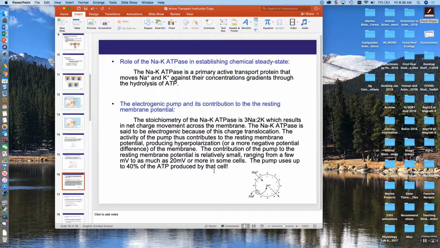It is responsible for setting up that concentration gradient. Sodium is high on the outside, low on the inside. Potassium tends to be much higher on the inside relative to the outside. And it is the pump that is establishing those gradients. There's a lot of energy in that sodium gradient. And we're going to talk about secondary active transport today as well. Pretty good? Any questions about the pump?